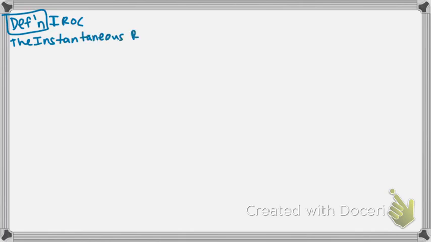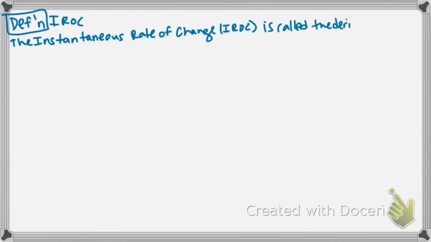Okay, so let's go ahead and write down our second definition. The definition for IROC. Well, this is one definition. We're going to learn a couple. The instantaneous rate of change, or IROC, is called the derivative. So that's another word for the derivative.